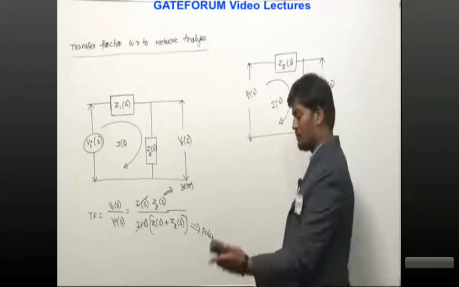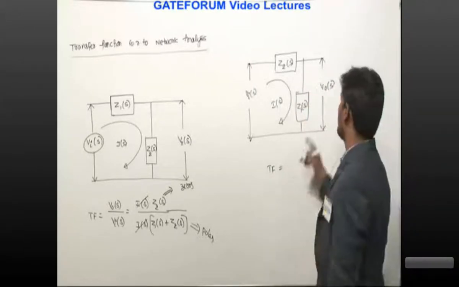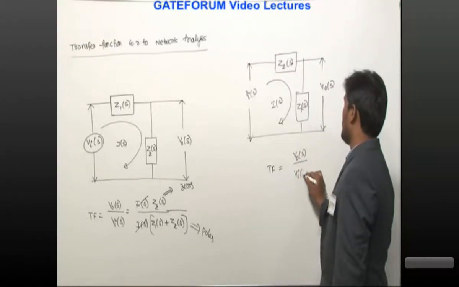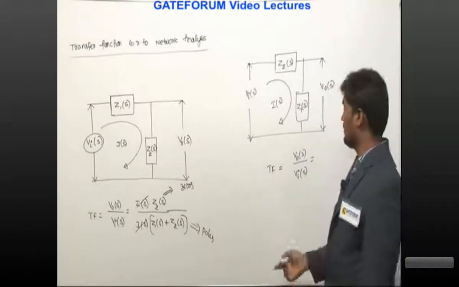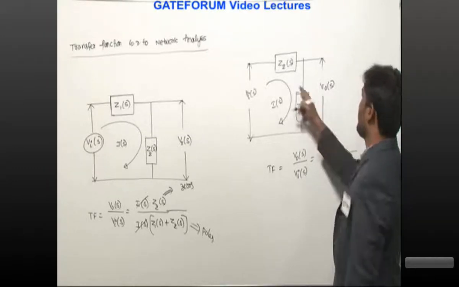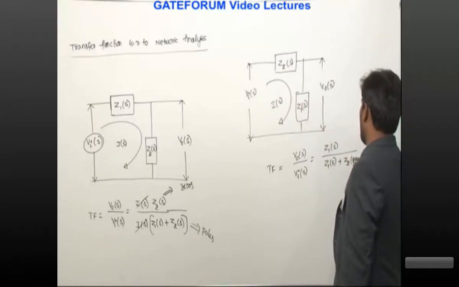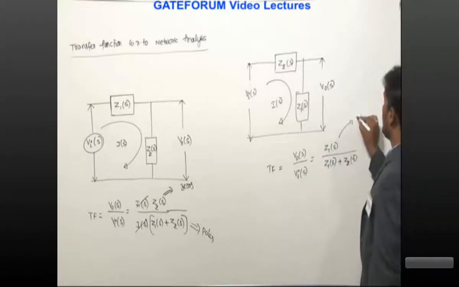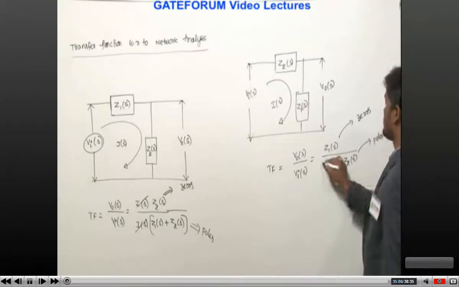Now, what is the transfer function? Transfer function is output voltage by input voltage. Now, tell me, what is the output voltage? V0 of S. Input voltage is VI of S. Just now, I explained output impedance by sum of the impedance. Same concept I can write here. What is the output impedance? Z1 of S divided by the sum of the impedance, Z1 of S plus Z2 of S, or Z2 of S plus Z1 of S, which will remain the same. Now, the numerator can be written as zeros, the denominator can be written as poles.